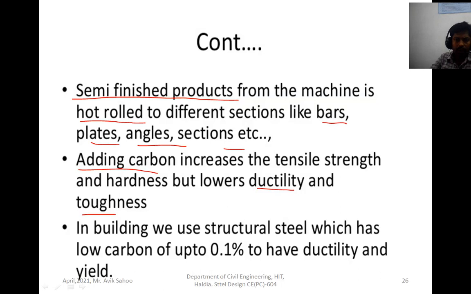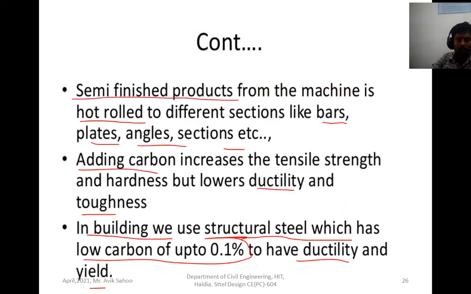In buildings we use structural steel which has low carbon of up to 0.1% to have ductility and yield. So a small percentage of carbon is added to get the ductility and yield, because in buildings ductility is required to resist lateral earthquake forces.